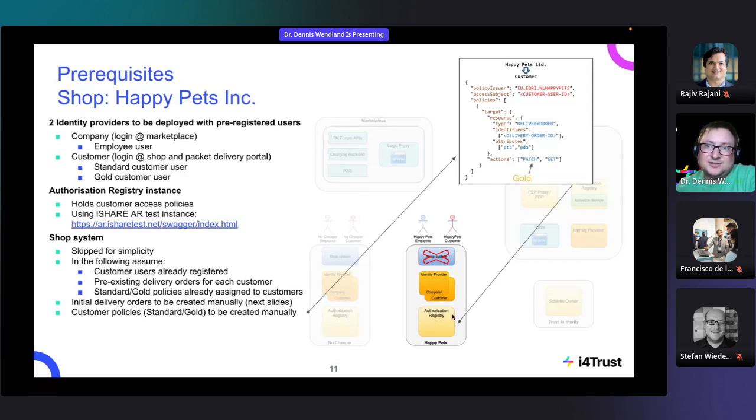As I said, there's an authorization registry where we already created a policy which states that certain customer of Happy Pets is allowed to perform requests on entities of type delivery order, and he can perform GET requests and patch requests. So these are the actual HTTP methods also of the context broker. And for the patch, it's only allowed to modify the attributes called PTA and PDA, so the planned time and date of arrival. So in this case, Happy Pets will be an organization that will acquire the premium offering of packet delivery company, which allows them to delegate these access rights later on to their customers. But this is a pre-existing policy here now for the actual users.